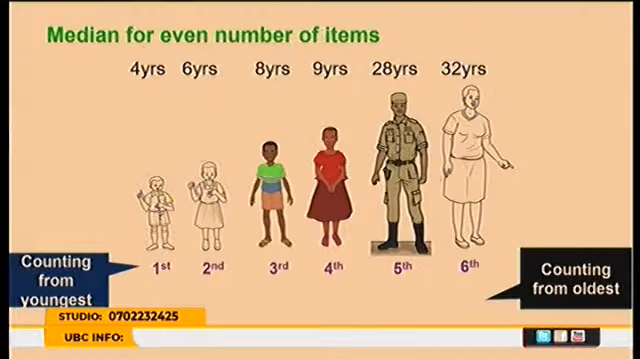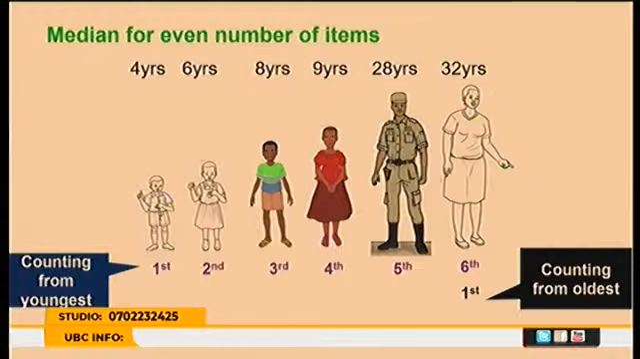Members, I've arranged my members in increasing order, or I can say that I have arranged my numbers in ascending order. So those are our members, and they are arranged in increasing order. So you can start counting from the youngest or from the oldest.